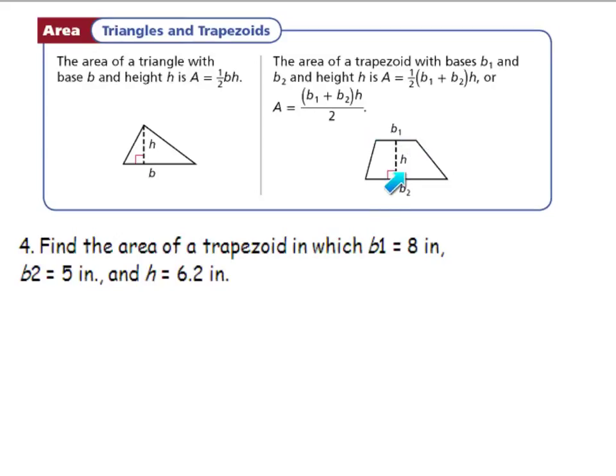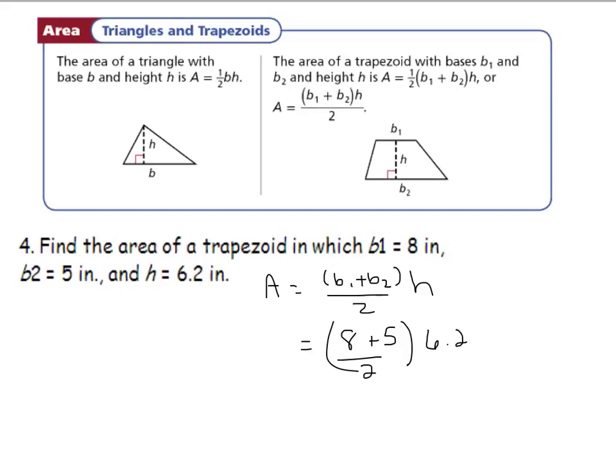So if I ask you to find the area of a trapezoid where your first base is h, second base is 5, and your height is 6.2, all you have to do is plug it into your formula. So now remember, it's the sum of the bases over 2 times the height. So this is 8 plus 5 over 2, and then times your height, 6.2. Okay, that's 13 times 6.2 over 2. That gives me 40.3. Now don't forget we're looking at area here, you guys. So this is going to be inches squared.